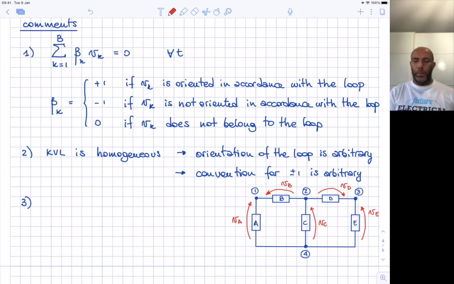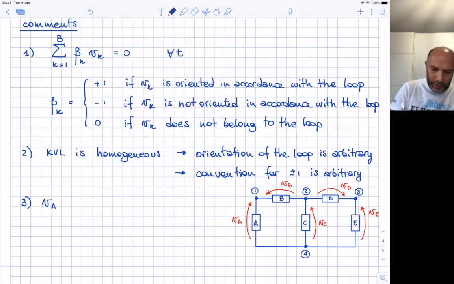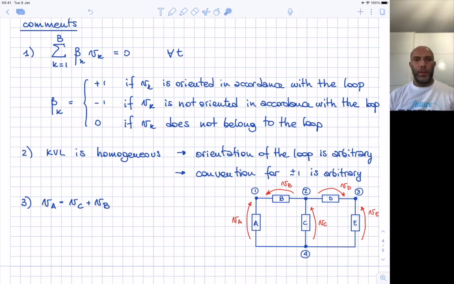For the third comment, I repeated here the circuit because we need it for the consideration. We wrote before that VA minus VB minus VC is 0, but let's move the voltages with the negative sign to the right hand side. In this case we have that VA equals VC plus VB. We may explain this version of Kirchhoff voltage law in this way.